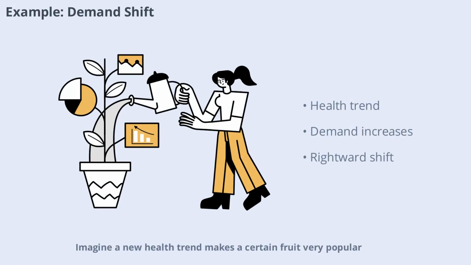Imagine a new health trend makes a certain fruit very popular. Even if the price stays the same, more people want to buy it, so the demand curve shifts to the right. This increase in demand can lead to higher prices and more quantity sold, showing how non-price factors can influence the market.